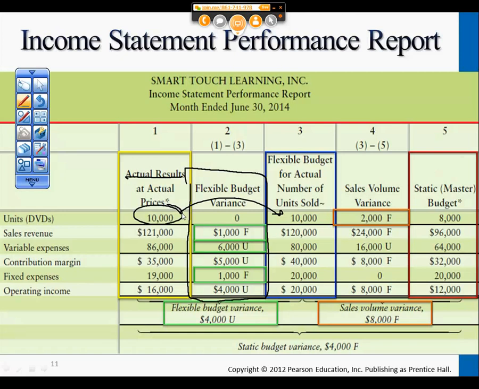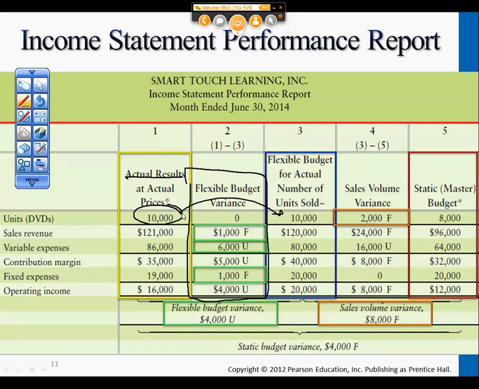Is it favorable or not? It's not, right? I'm actually using my units sold. So it tells me that likely my expenses are higher than what I planned, okay? Because I'm using the range.